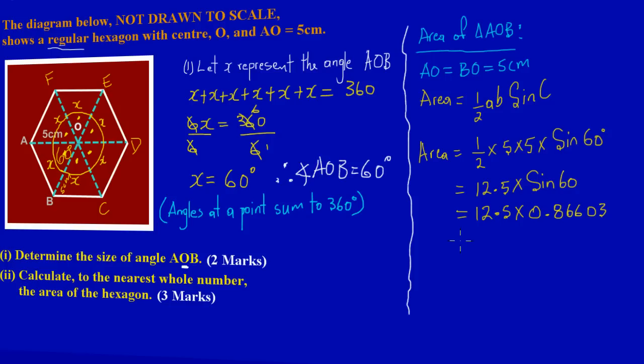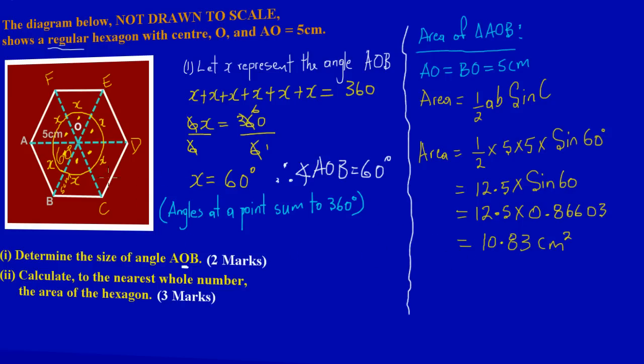So 12.5 times 0.86603 is equal to 10.83, so this works out to be 10.83 centimeters squared. And since this is the final answer for my triangle, because remember it's the area of triangle AOB I am calculating, I'll just leave that to 2 decimal places. Now we're going to go into calculating the hexagon.